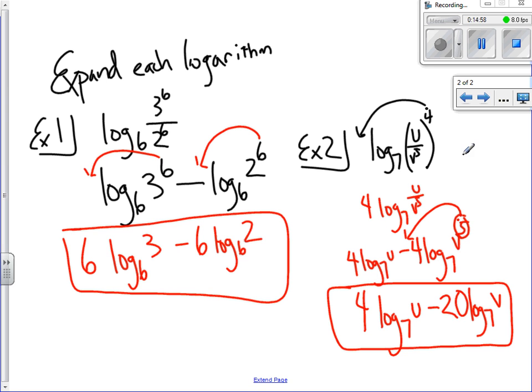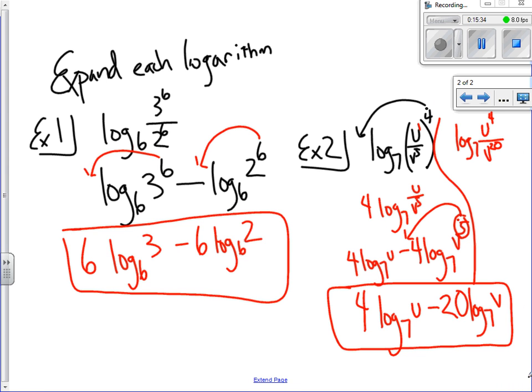What we could have done from the beginning is, instead of slingshotting this 4 down, we could have applied the raising a power to a power rule. These are properties of exponents, and I can distribute this 4 to each piece inside the parentheses. So that would give us log base 7, 1 times 4 is 4, so u to the 4th. Distribute the exponent to the exponent in the downstairs: 4 times 5 is 20. So we get v to the 20th.